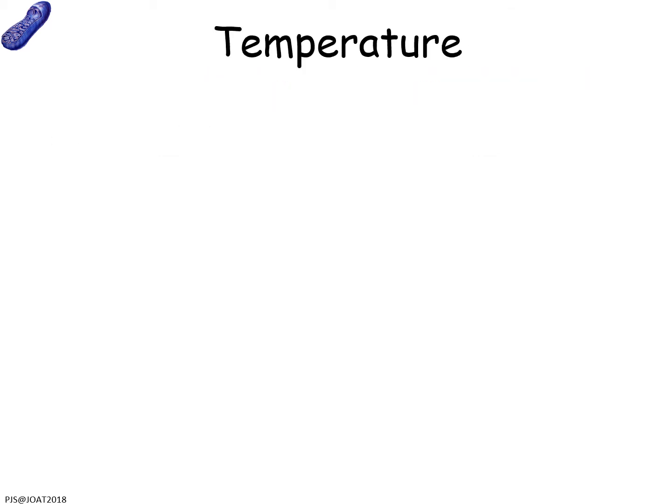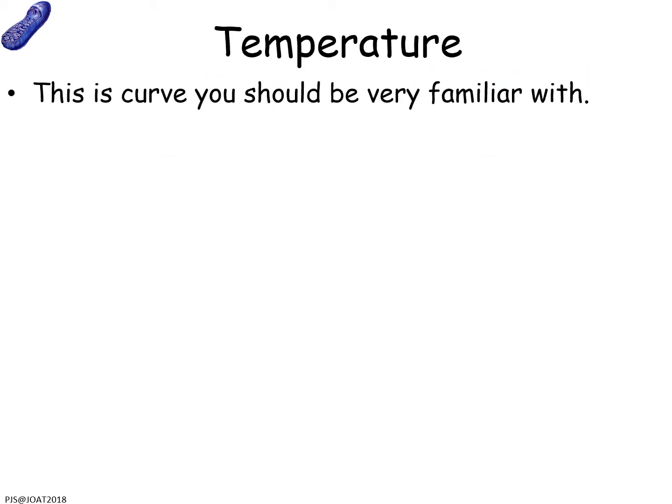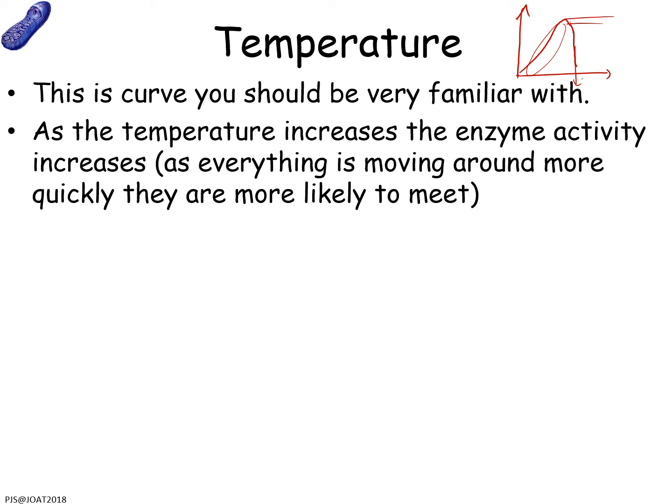Okay, temperature you should be really familiar with. It is the curve that you've had since third year, asymmetric. At low temperatures, low activity, hit an optimum, hit a point where you denature, and then the whole activity just drops down like a stone. Okay, and you should be able to talk about that reasonably well.